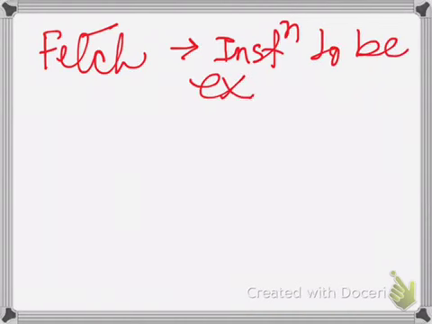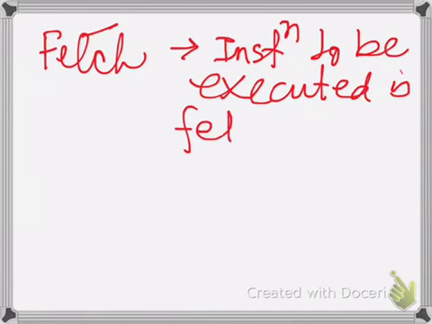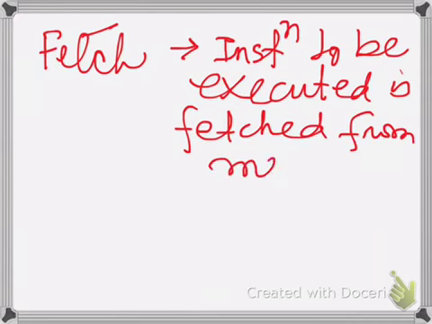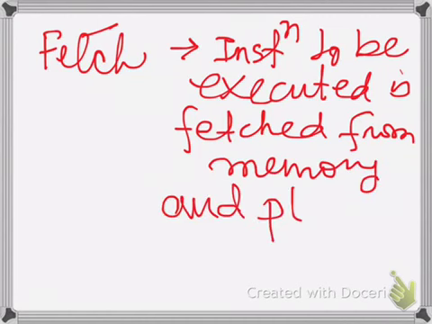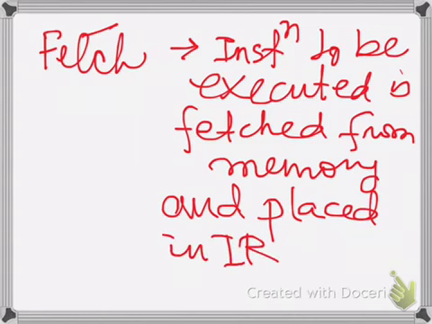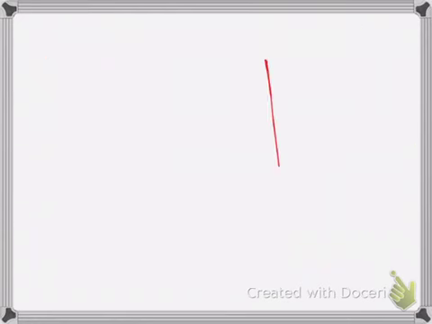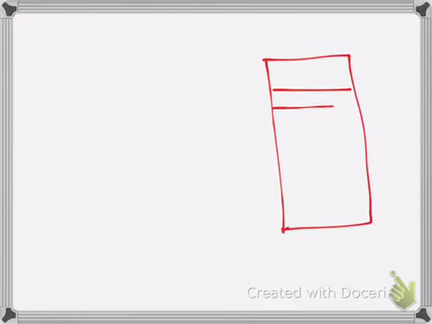is fetched from memory and placed in the instruction register. When the program is compiled and the executable program is loaded into memory, all the instructions initially reside in your main memory. So this is your main memory, and these are where your instructions are residing.